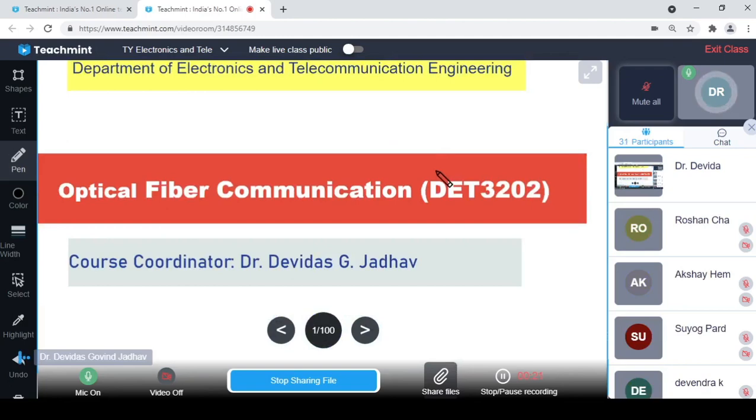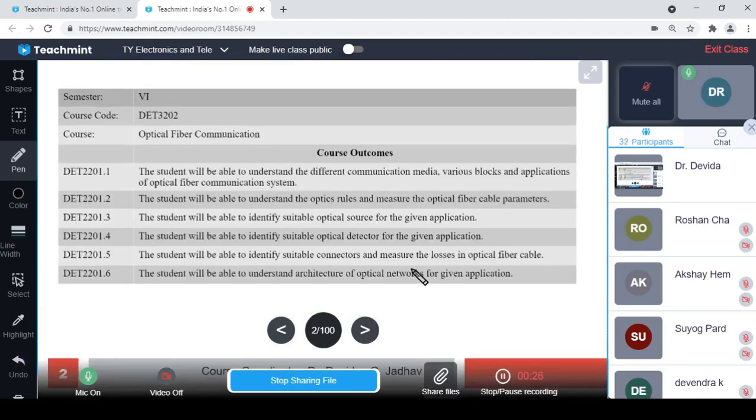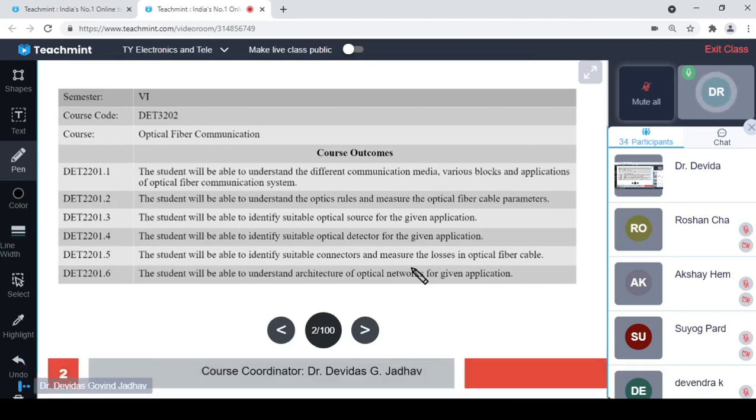Optical Fiber Communication, DET 3202. Course outcomes: the students will be able to understand the different communication media, various blocks and applications of the optical fiber communication system. Students will be able to understand optics rules and measure the optical fiber cable parameters. Students will be able to identify a suitable optical source and a suitable detector for the given application. Students will be able to identify suitable connectors and measure losses in the optical fiber cable. Students will be able to understand the architecture of the optical network for a given application.